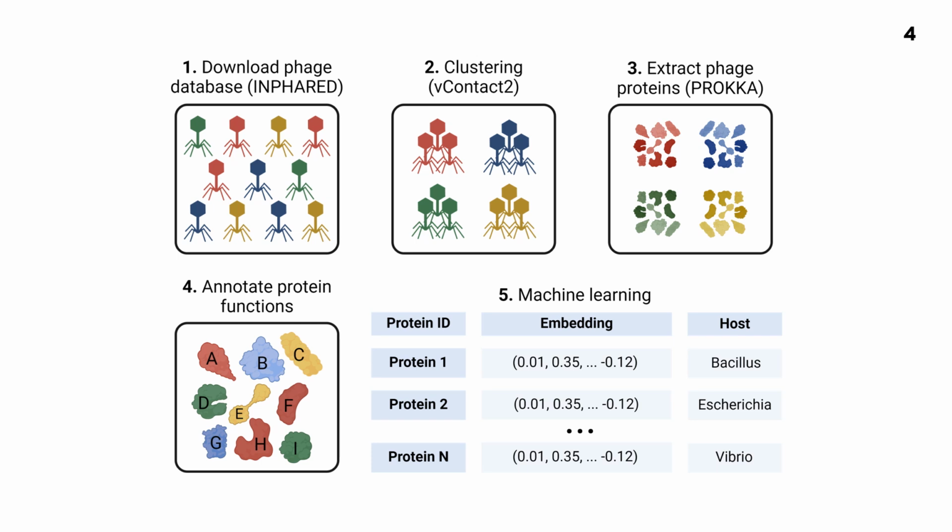To create our dataset, we downloaded phage genomes with known bacterial hosts and clustered them. Phage proteins were predicted using PROCA and annotated using a model we trained ourselves. Finally, protein embeddings were obtained using PROT-T5. These are representations of the proteins that we can feed to machine learning algorithms. The training label is the host of the phage that possesses this protein.